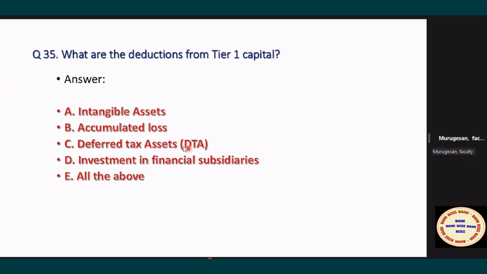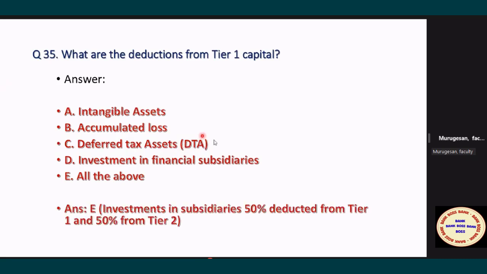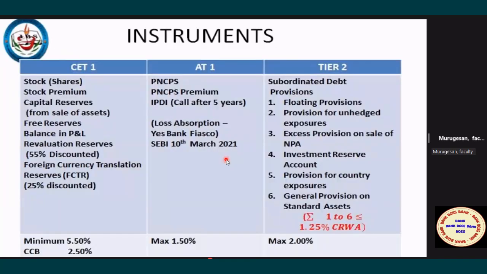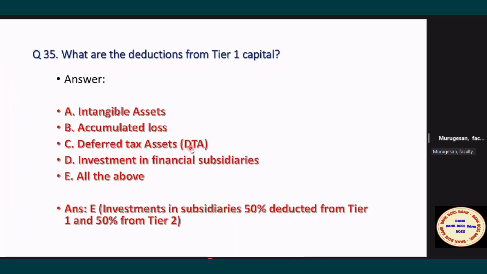The DTA means the excess of taxes that is on the asset side. So you have overpaid taxes. Okay, DTA will also be knocked off from the tier 1. Investment in financial subsidiaries, Basel III also does not recognize, because this may ultimately become a loss. So intangibles will become a loss, that is why we reduce them. Accumulated loss, already a loss, you reduce. Deferred tax liability also, for the purpose of calculating tier 1, you don't recognize, you minus it.